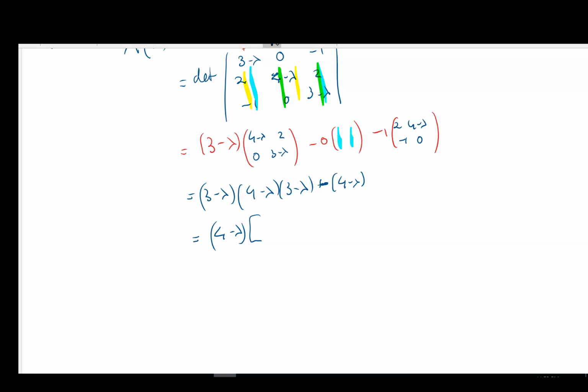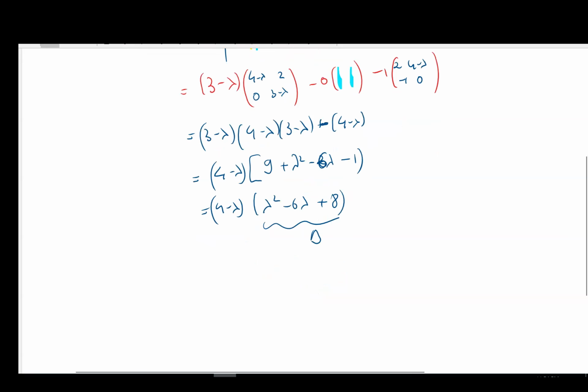I've got (3 minus lambda) squared, which makes 9 plus lambda squared minus 2 times 3, so 6 lambda, minus 1, right? So this is (4 minus lambda) times (lambda squared minus 6 lambda plus 8). So I need to find the roots of this one.